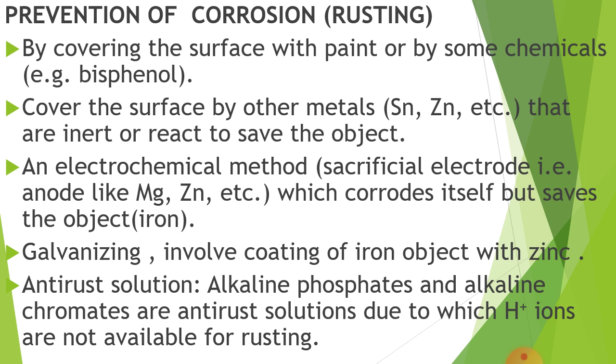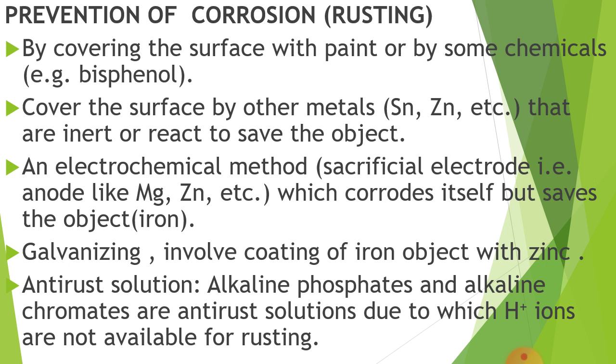Fourth method for prevention, galvanization. In this method, what happens is basically coating of the iron object with Zn. So this process is known as galvanization. Here iron is coated with zinc, as zinc is more reactive than iron. So zinc corrodes first, then iron, and saves the iron object. This process is known as galvanization.